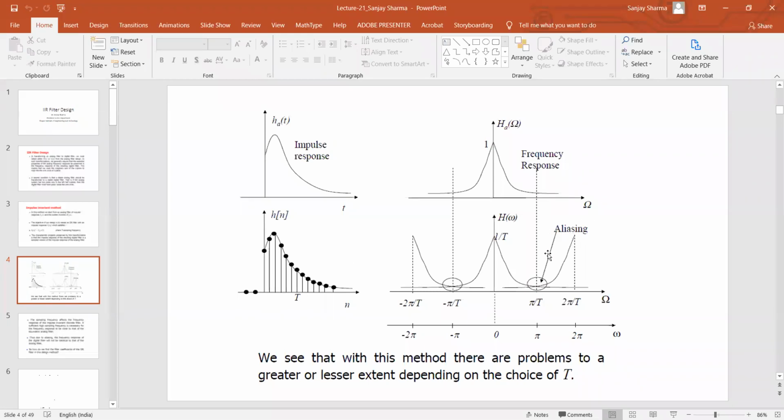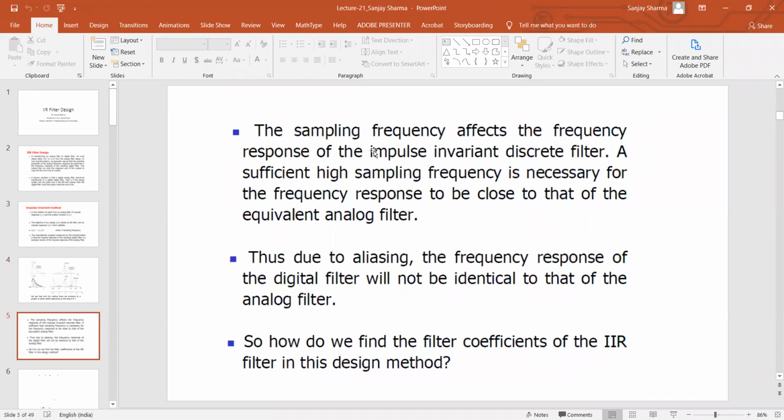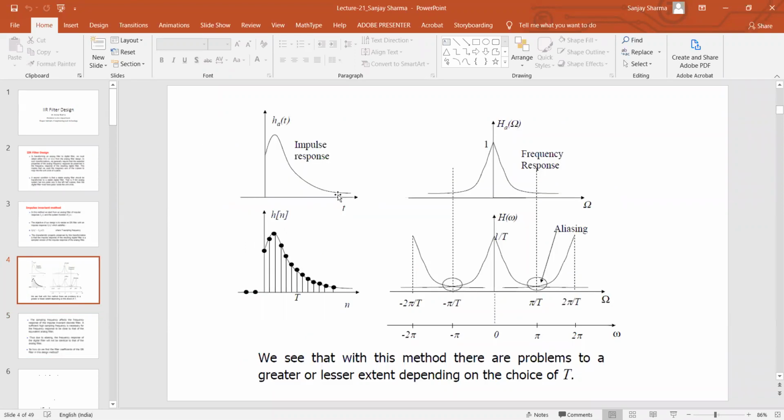The aliasing problem can be avoided if we select a higher sampling frequency. If we select a very high sampling frequency, the aliasing problem can be avoided, right? The sampling frequency affects the frequency response of the impulse invariant discrete filter, because this is the response of the analog filter, this is the impulse response of the digital filter, this is the frequency response of the analog filter, and this is the frequency response of the digital filter.